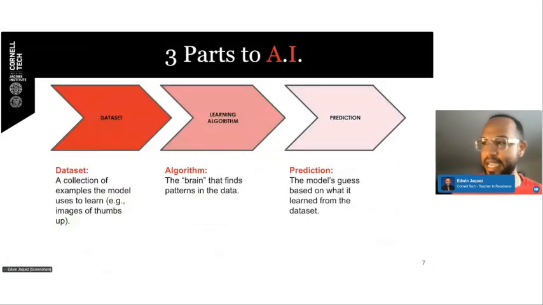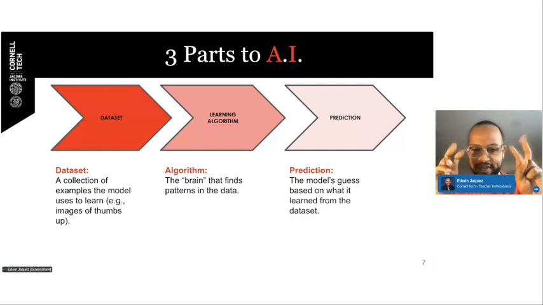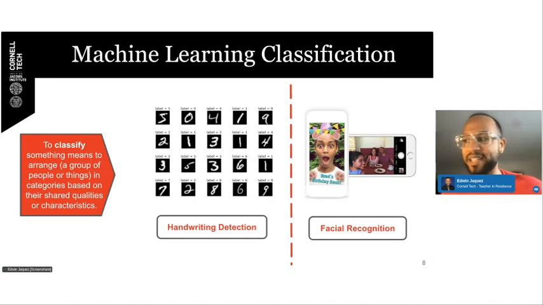So there are 3 parts to AI. It's the data set, the learning algorithm, and then the predictions that it makes based on these. So the data set is a collection of examples that the model uses, and it could be pretty much anything, right? We'll see some examples coming up. The algorithm is the brain. It looks at the data, finds patterns, and then based on that, it will make predictions. And then you can continue to refine and teach it, right? I'm quoting teaching here, because you are essentially feeding it data and programming. And I think when I say teaching, it kind of humanizes the AI a little. So I don't like to talk about it that way.